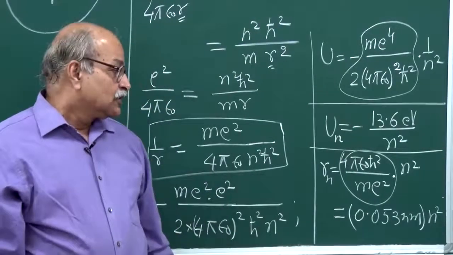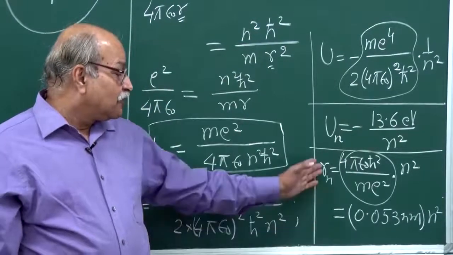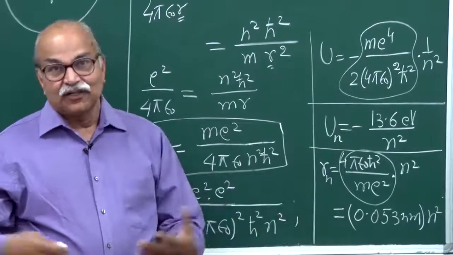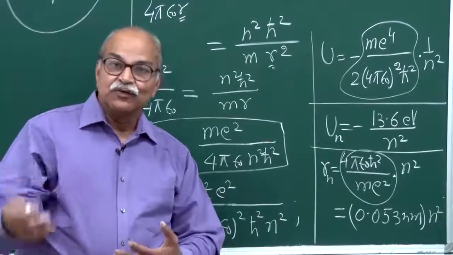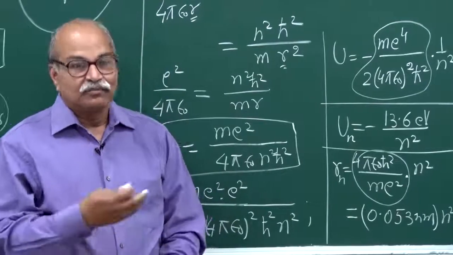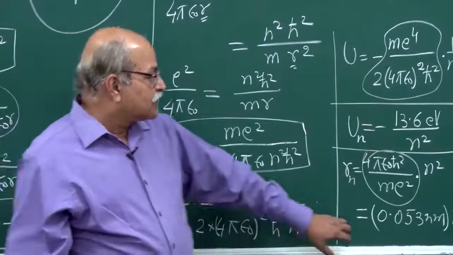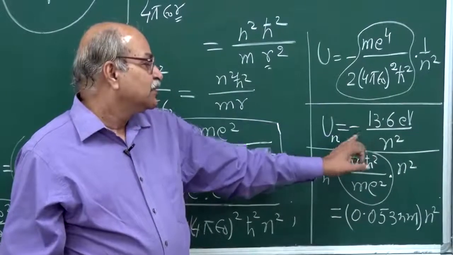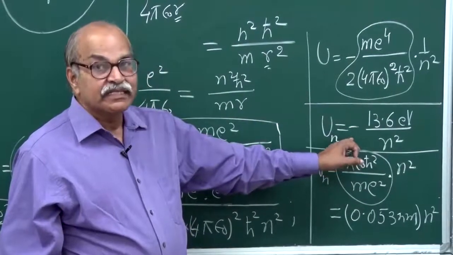If the electron chooses to be in one of these circles with these radii, it will not emit anything and it will continue in that particular orbit. And in that particular orbit, the total energy, kinetic plus potential, will be given by this expression.